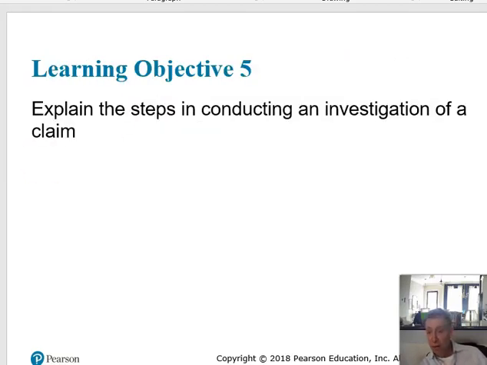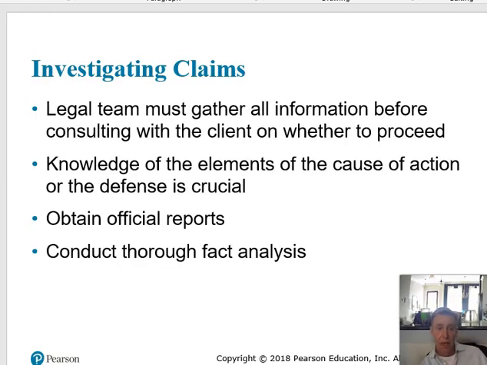Okay, explain the steps of conducting an investigation of a claim. So this goes back to sort of the expert witness. It's all part of the investigation to see if there's a case worthy of your time or not. And the legal team must gather all information before consulting with the client on whether to proceed.